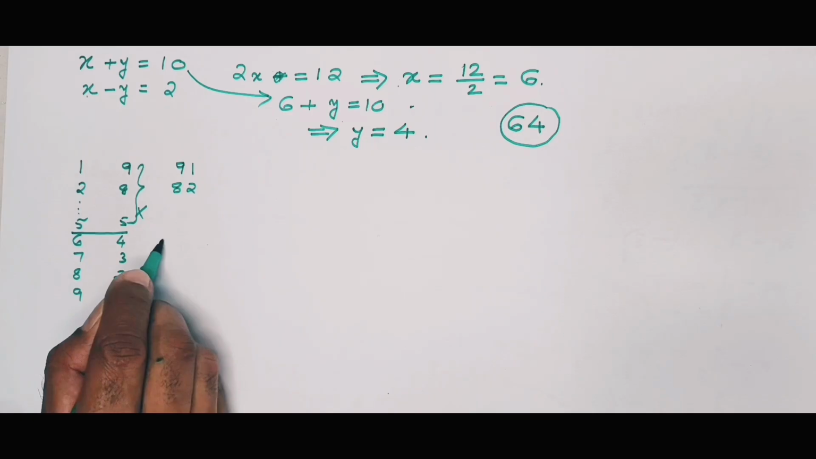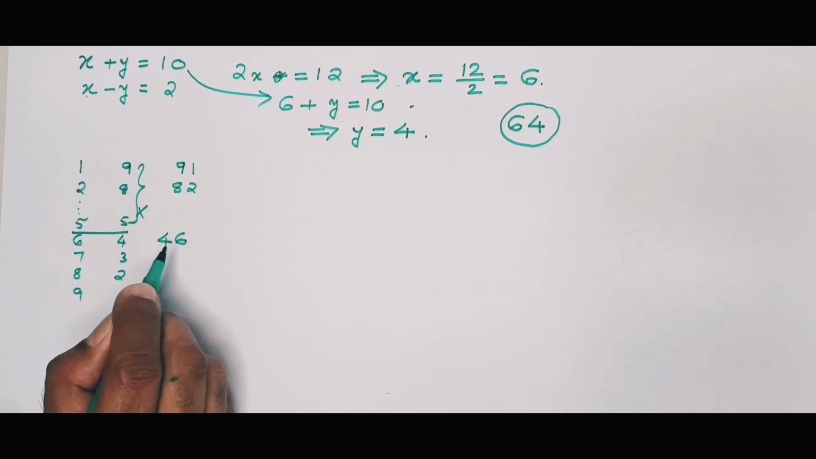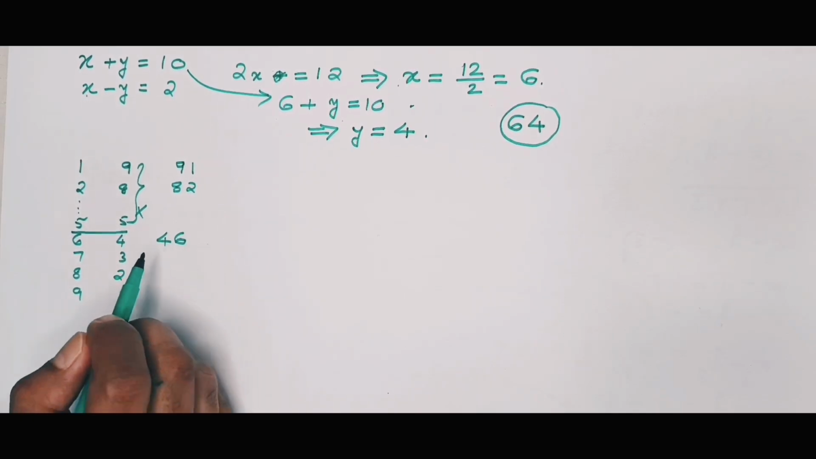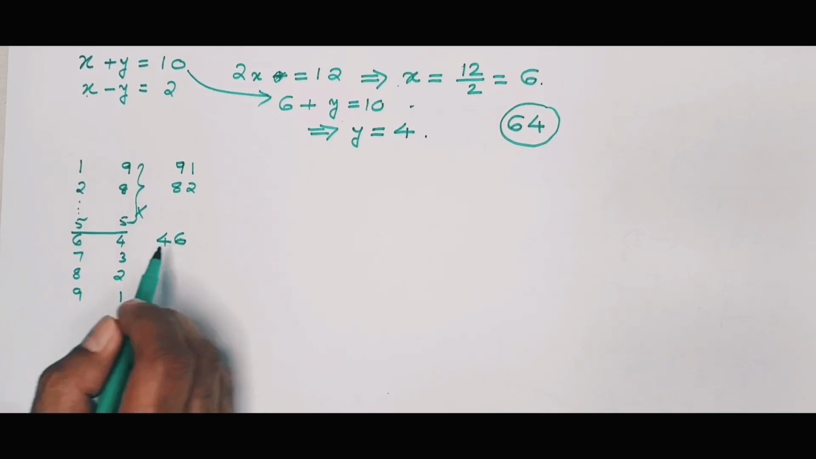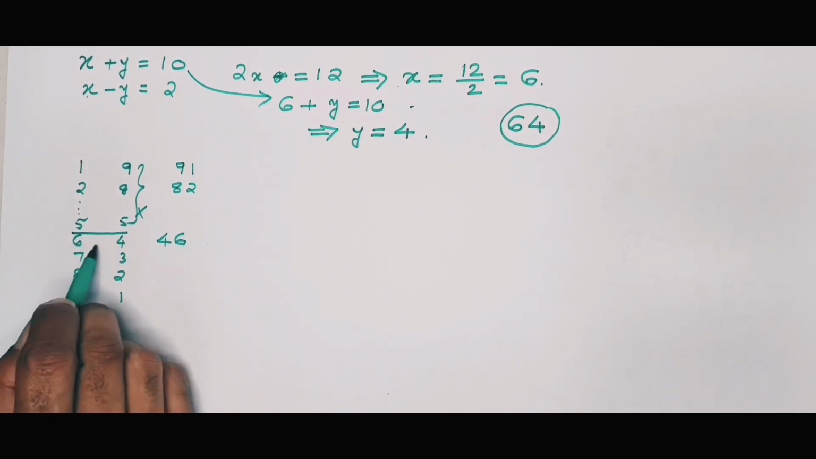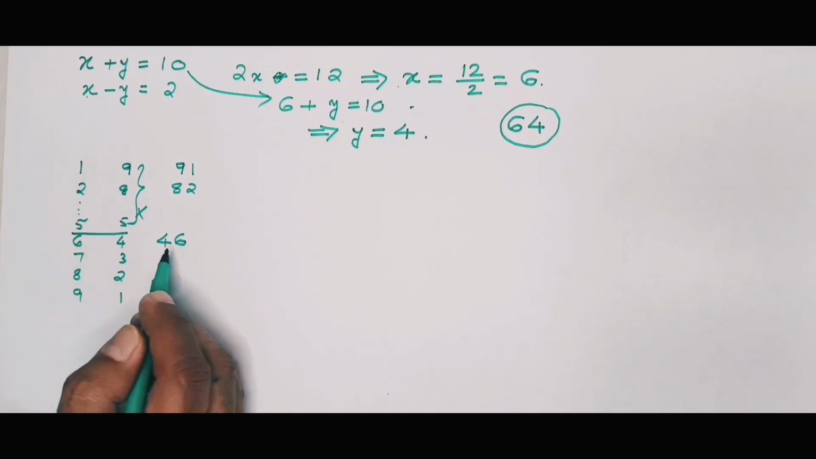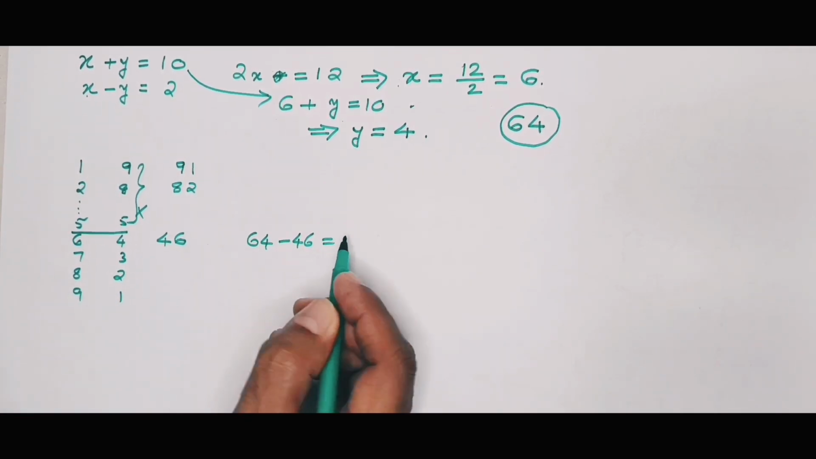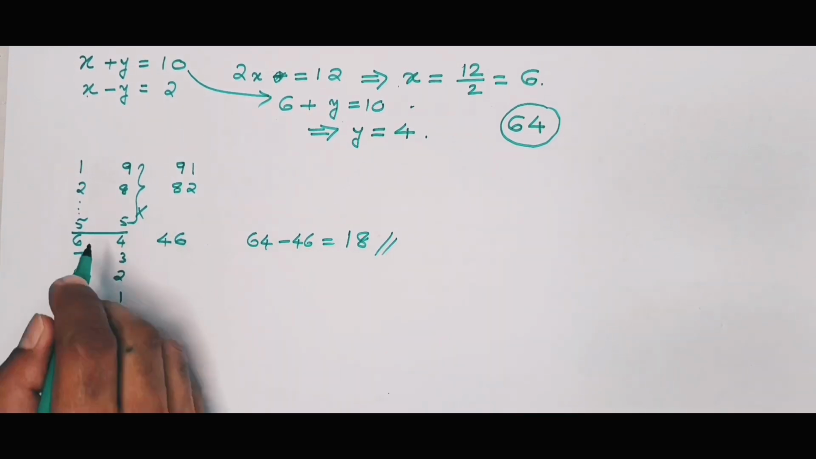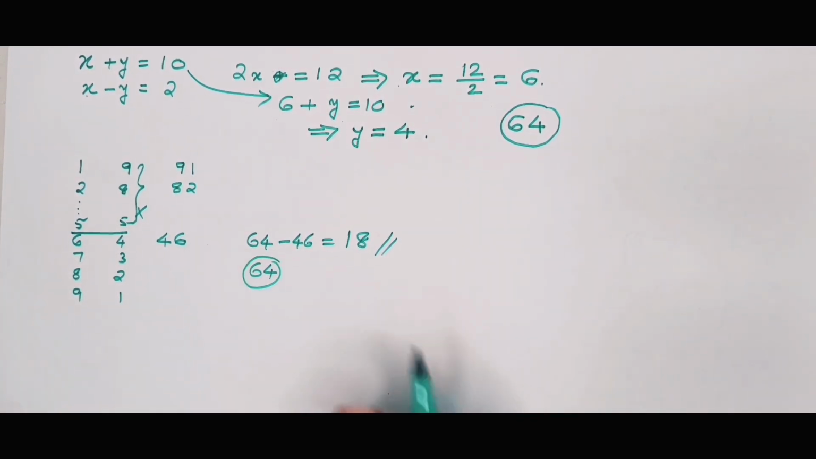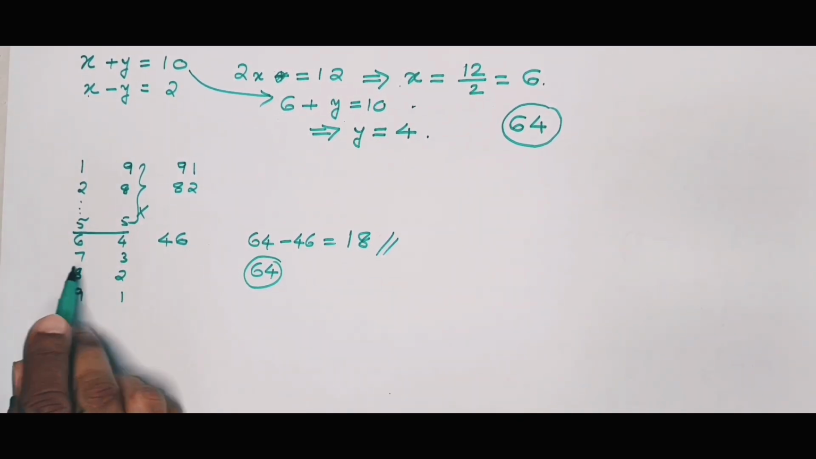For example, 64. Interchanging, you get 46. And what does the question say? When you interchange, the number you get, which is 46, is less than the original number, which is 64 by 18. What is 64 minus 46? That correctly turns out to be 18. That implies what? 64 is the answer. That's all. You don't need to waste time doing this.